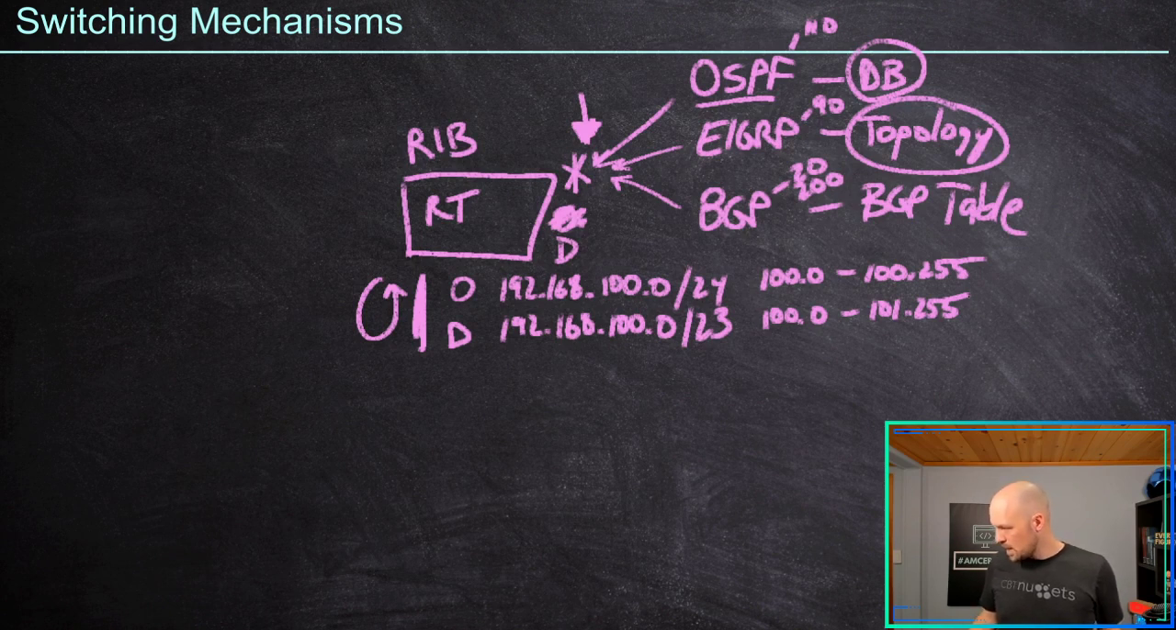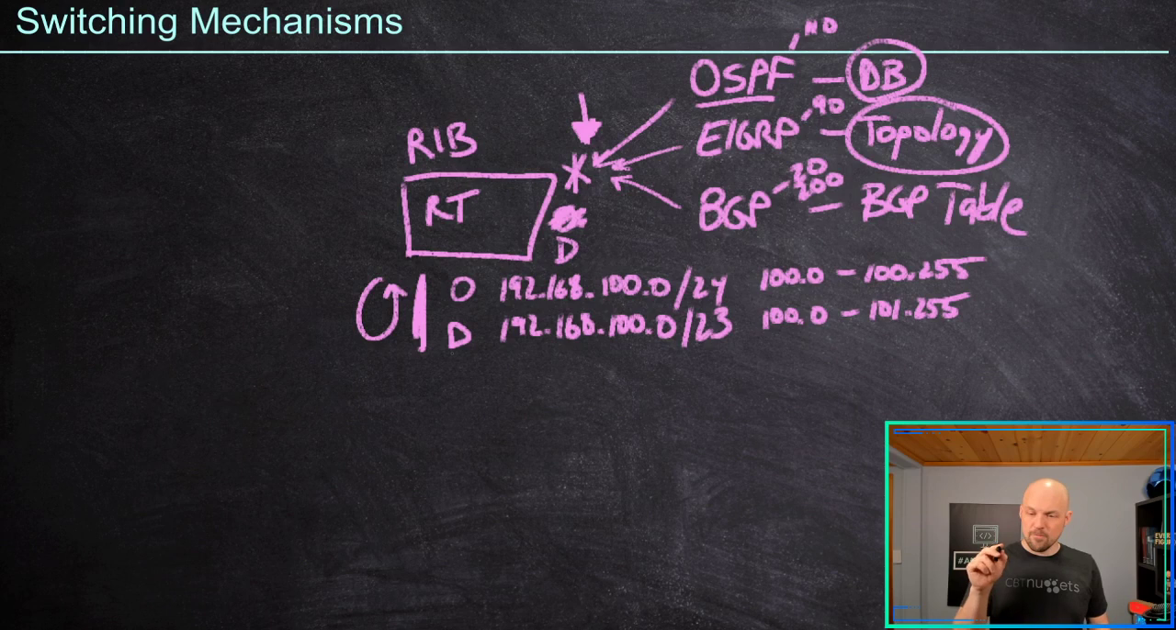Okay. Where are we going from here? Metric cost. Okay. So, just to put a cap on this conversation, let's say these are both OSPF. Well, I guess, where was I going with that?